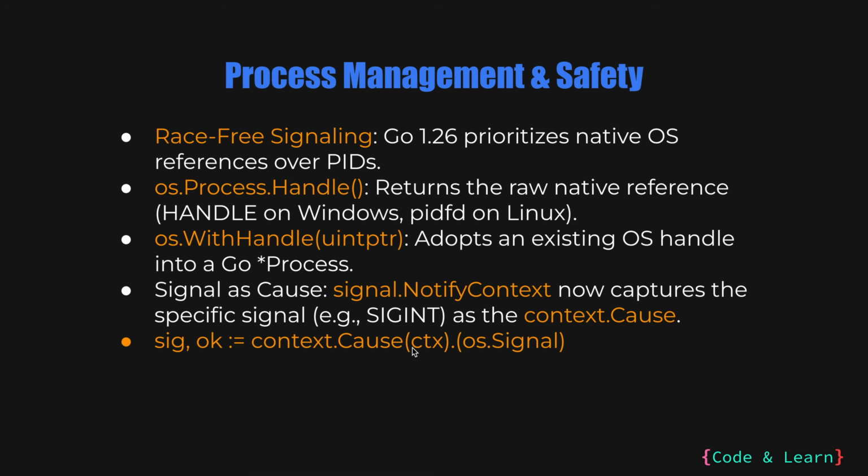Another interesting thing that has been added to Go 1.26 is signal.NotifyContext, which returns a context that gets cancelled when any of the specified OS signals is received. Earlier, contexts like these would show context canceled, but now it will show the actual error.